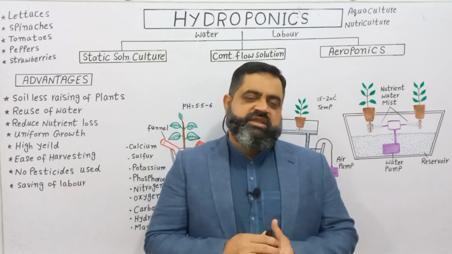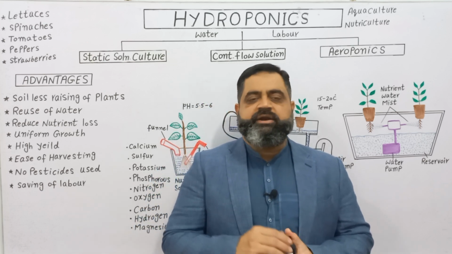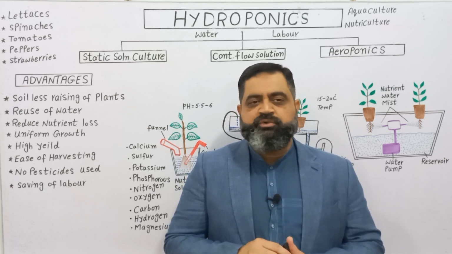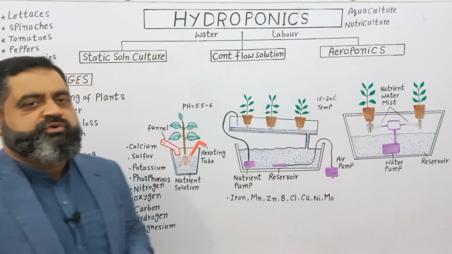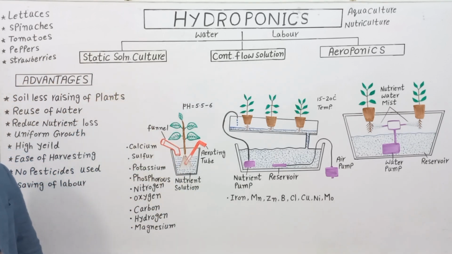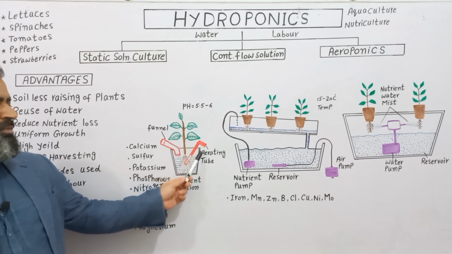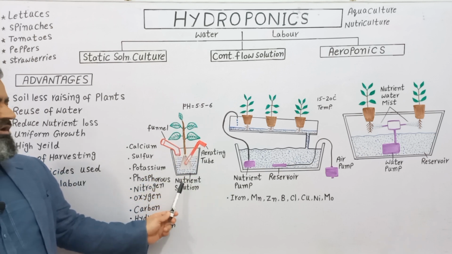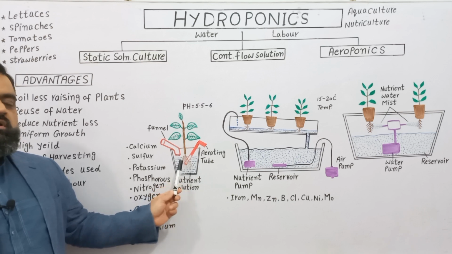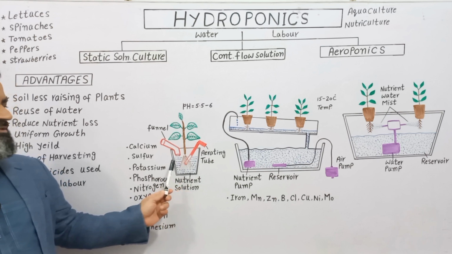There are different techniques used in hydroponics, so let's discuss some important techniques. The first method of hydroponics is known as static solution culture. In this method, I have taken a pot which contains nutrient solution, which contains micro and macronutrients.